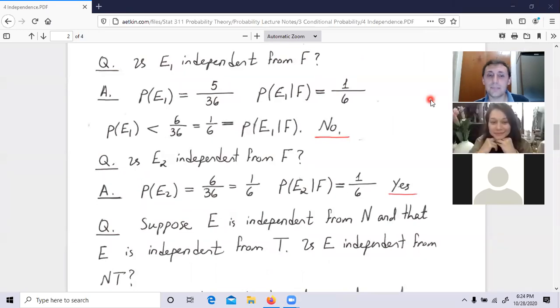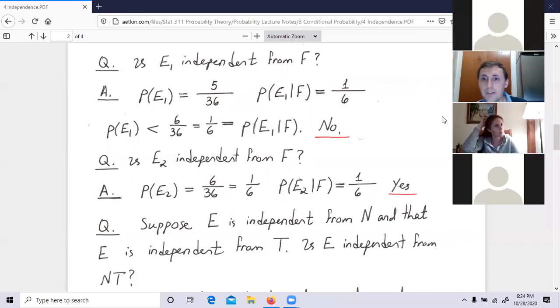Okay, so suppose that E is independent from some event N, and E is independent from some event T, abstractly, right? So I find that information N does not affect the probability of E, and information T does not affect the probability of E. If both N and T happened, does it affect the probability? You understand? So event N, if it happened, does not affect the likelihood of E. Event T, when it happens, does not affect the likelihood of E. Will the intersection of N and T, if both happen, affect the likelihood of E?